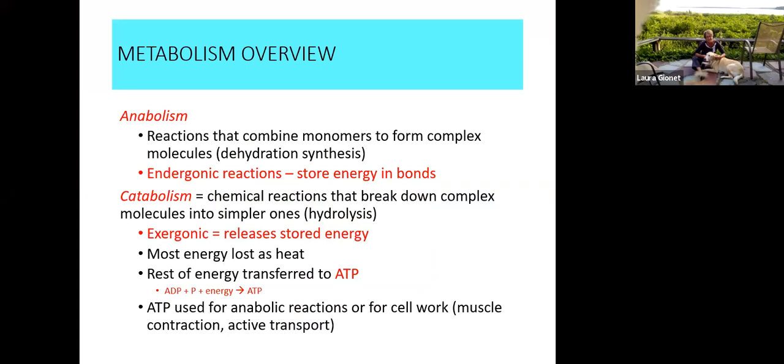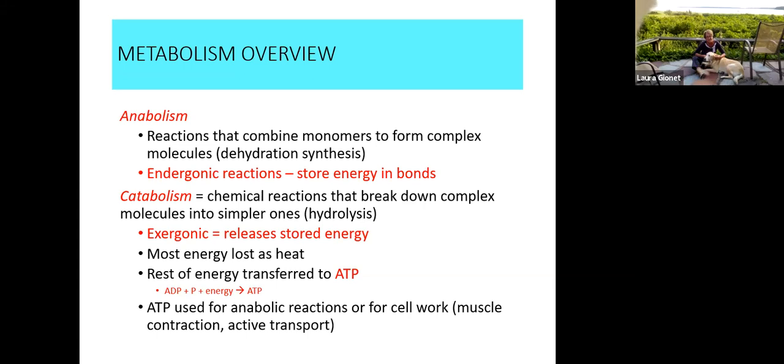So metabolism as an overview includes both anabolic reactions and catabolic reactions. Anabolism reactions combine smaller molecules into larger ones via dehydration synthesis. Endergonic reactions store energy in the bonds that they create. Catabolism is the opposite. This is where we break down larger molecules into smaller molecules, using chemical reactions that break down complex molecules into simpler ones using hydrolysis. Right? Add water, break bonds, release energy.